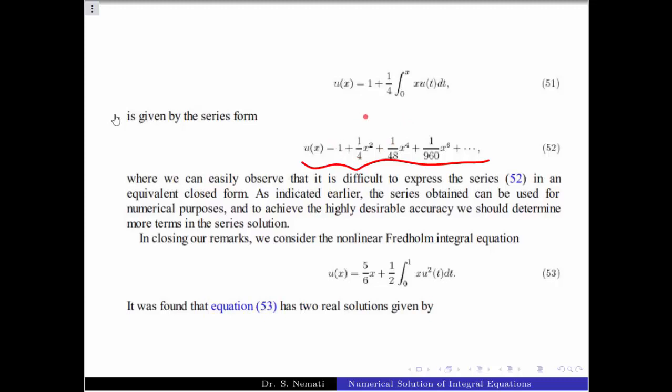And you can't find any closed form for this series. You don't know any function with this series form. So, to present the solution of this integral equation, you have to consider a finite number of terms in this infinite series, and it causes that you will have an approximation of the solution, not the exact solution.